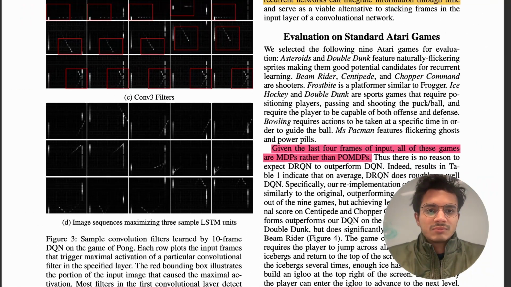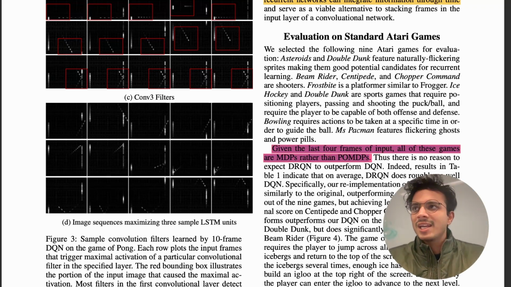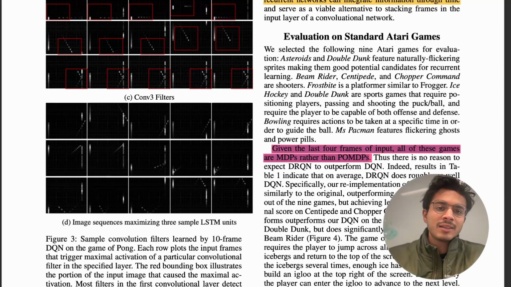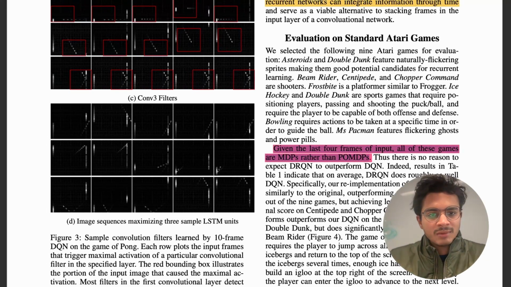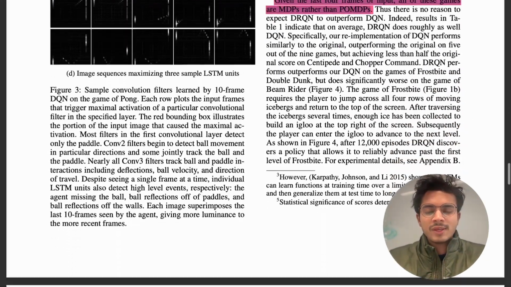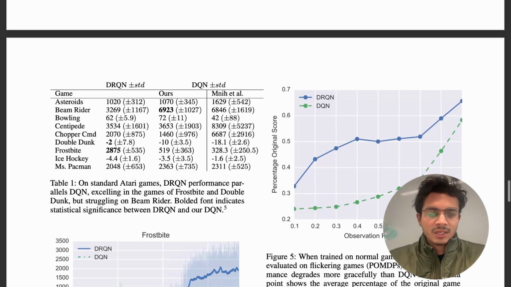Okay, so what they talk about is that any 4 frames of input, if you give it, all of these games will become MDP instead of POMDP. So according to them, that's why DQN had some edge in the beginning, because it does not really work well with a single frame. But that was basically converting it.